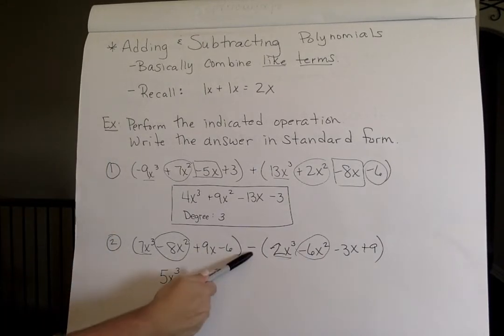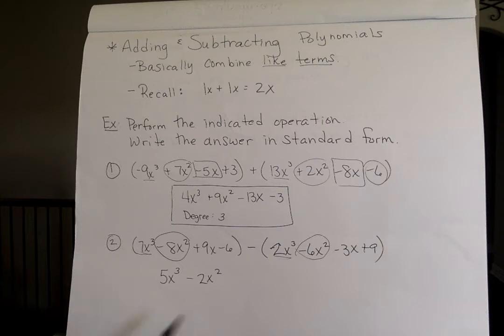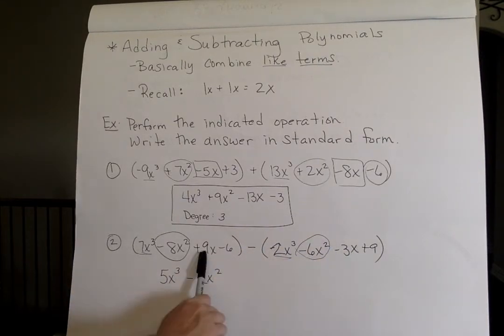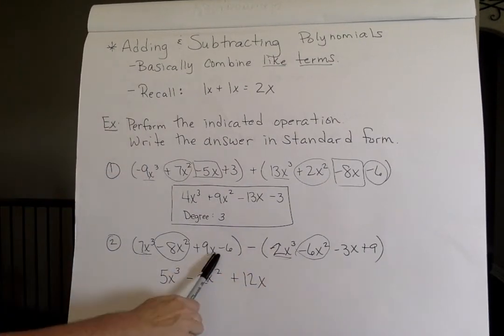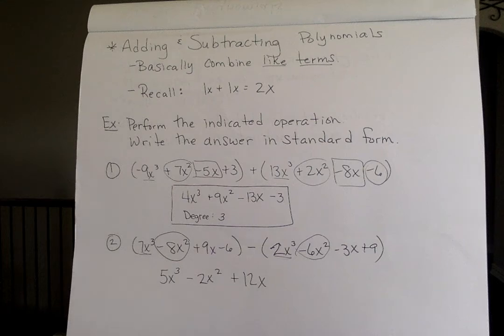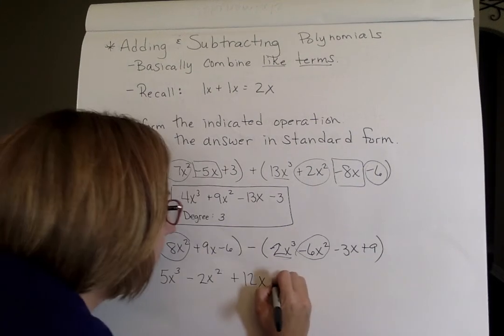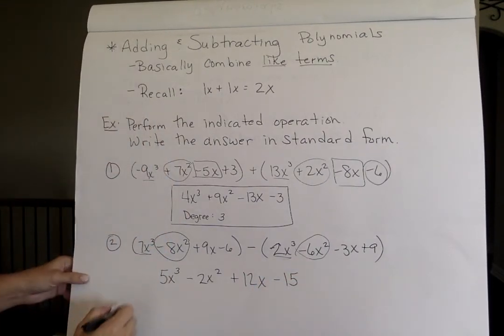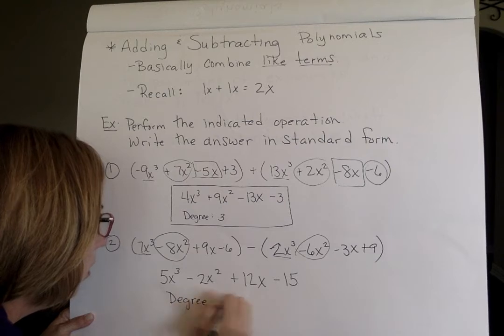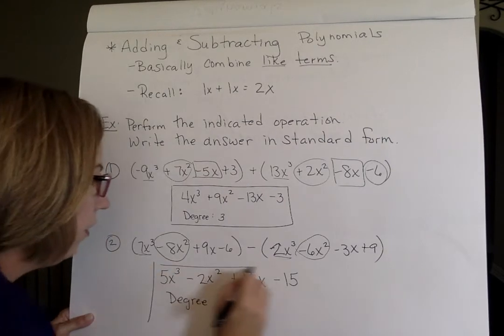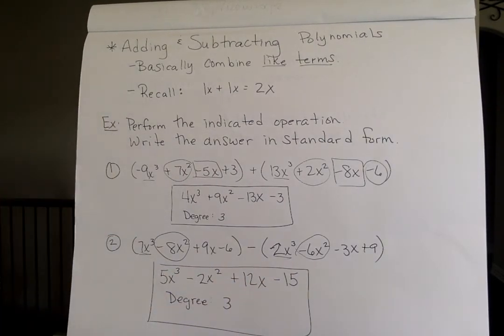We have 9x minus negative 3x. Again, minus a negative 3x is like plus 3x. So we'll have 9x plus 3x, which is 12x. Then we have negative 6 minus positive 9, or just negative 6 minus 9. And negative 6 minus 9 is a negative 15. Also, the degree of this polynomial is also 3. 3 is the highest power of x that we have. Okay.